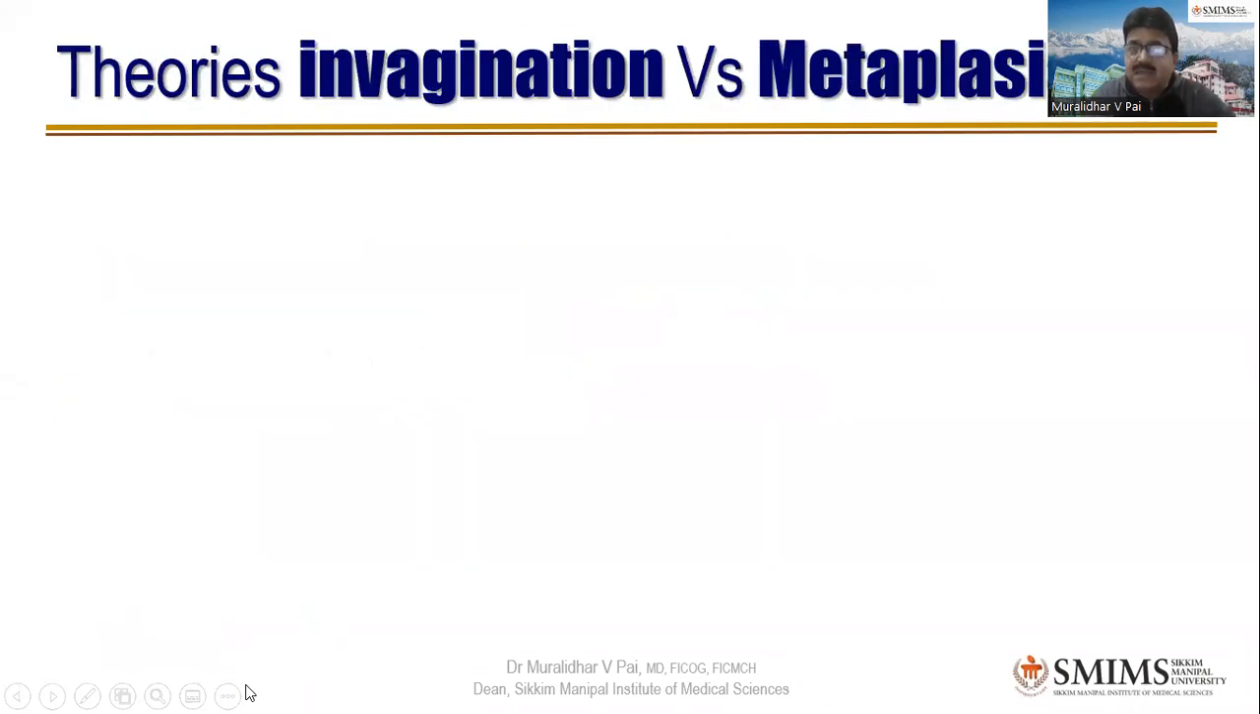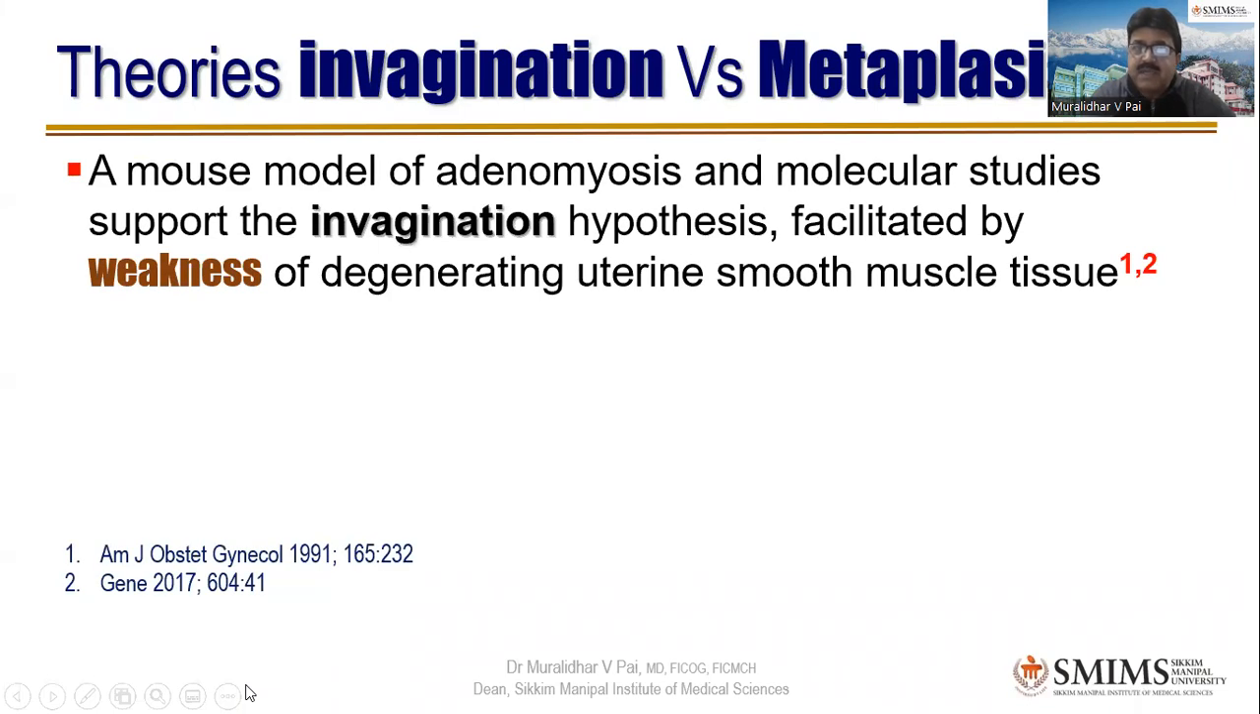So let us see how these theories are supported. The invagination theory is supported by a mouse model of adenomyosis and molecular studies, which supported the invagination hypothesis facilitated by weakness of degenerating uterine smooth muscle tissue. When I was a UG, our teacher told me it is very common in multiparous ladies because after subsequent successive pregnancies, there is a breach in the basal layer of the myometrium. Through that breach, the endometrial tissues will percolate like that. But now we know that it is not actually a breach, but it is due to the weakness of degenerating uterine smooth muscle tissue. Whether the person becomes pregnant or not, this can happen. So this is the invagination hypothesis.